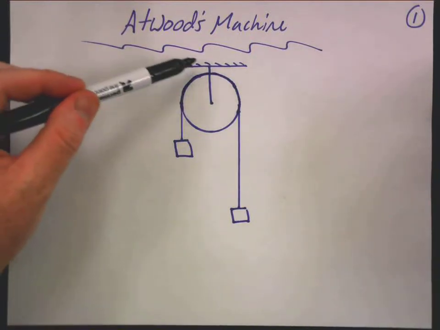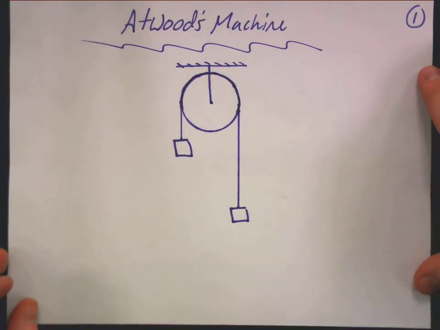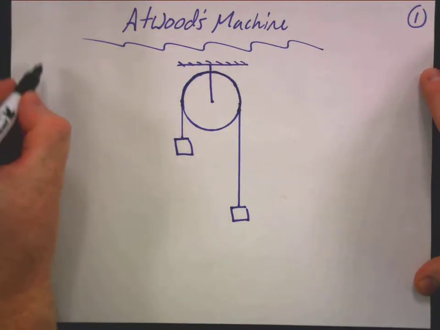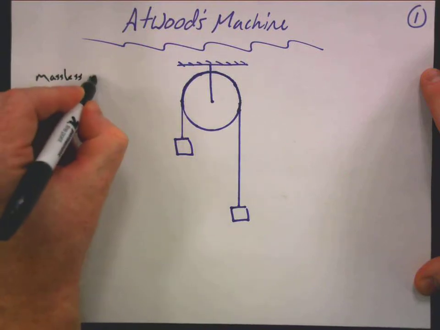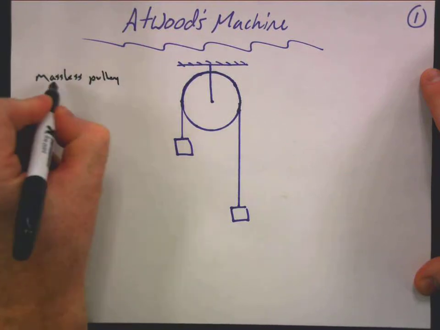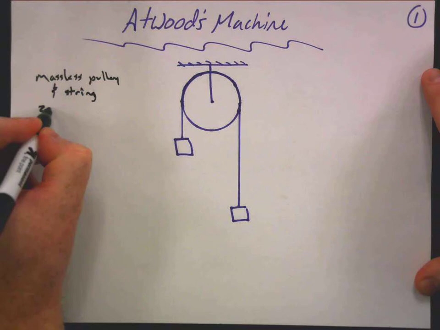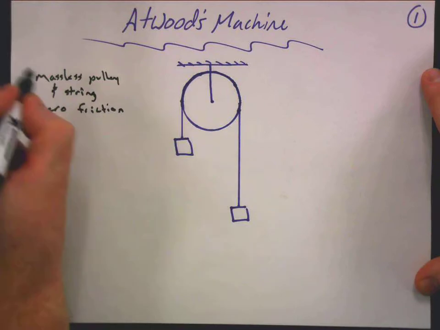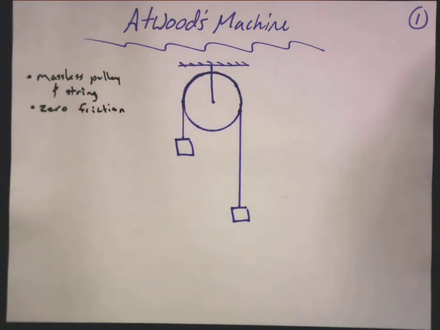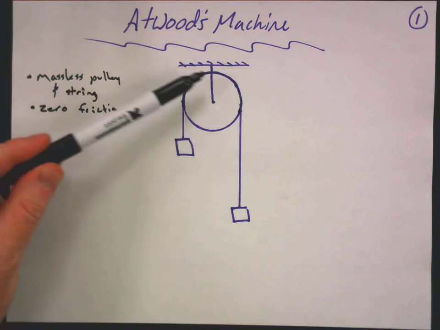The pulley is a fixed pulley, and normally what we're going to do with Atwood's machine-like problems is we're going to consider a couple things. Number one, the pulley is massless, and so is the string. And there's zero friction. Now, right away, both of those are absolutely not true in real life. But we deal with what are called ideal pulleys and ideal situations quite often, and so we're not concerned about the mass of the pulley.